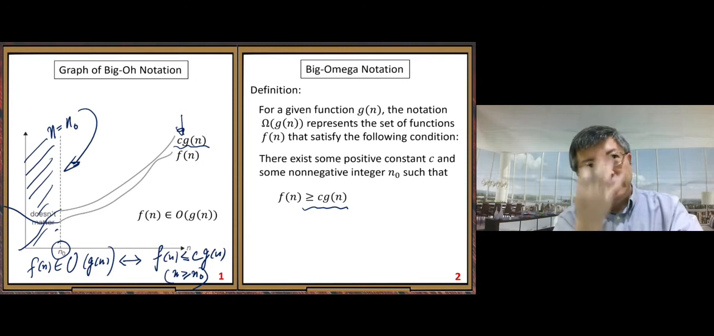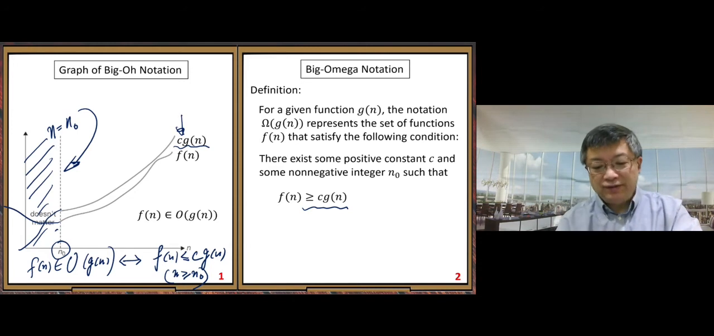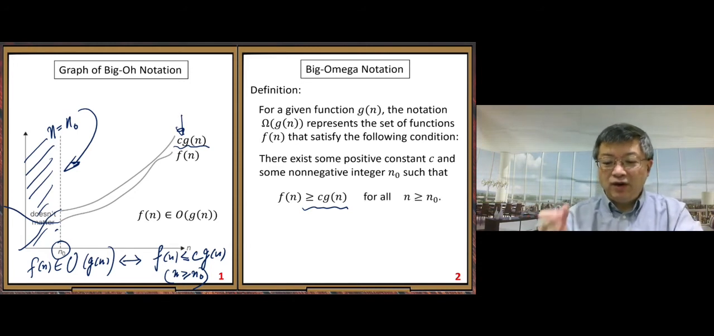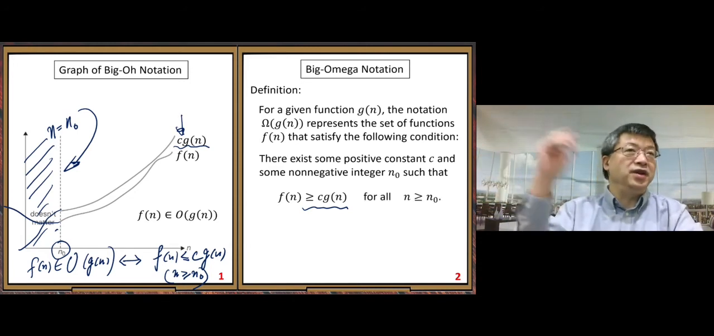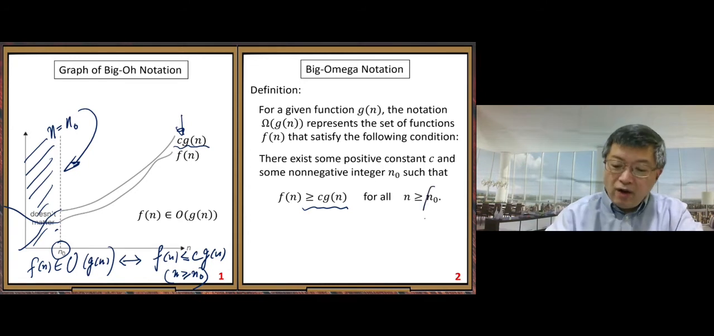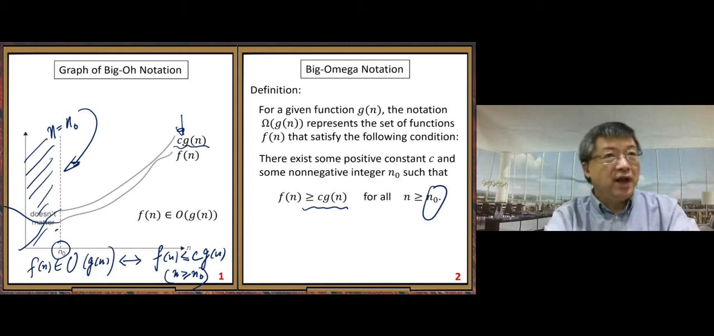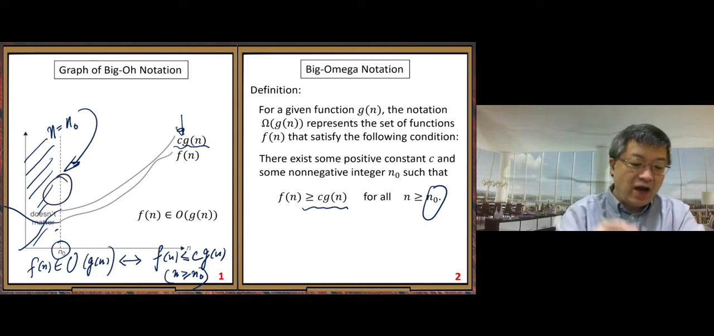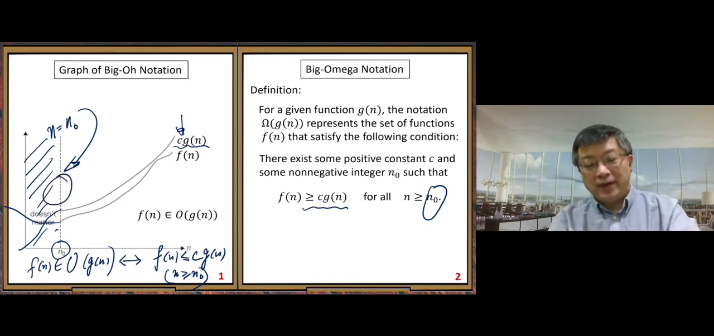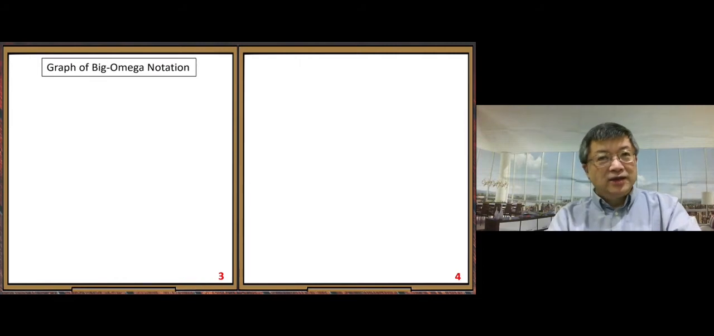See? The view is different, so we look at different things. Lower bound, for all n greater or equal to n0. The role of n0 is the same as before. We understand the line here. All right, so that's the big omega notation.